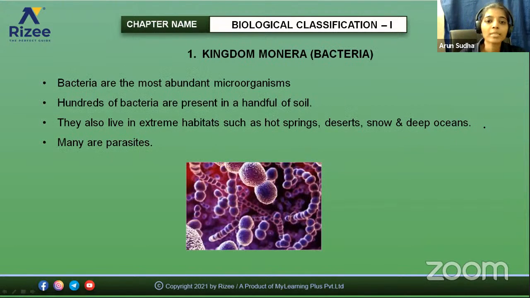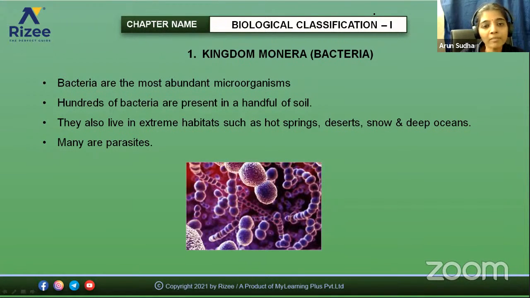So next we'll see, I think you are clear with the classification. The first scientist who started classifying living organisms is Aristotle. Then there comes the two kingdom classification by Carolus Linnaeus, but there are so many drawbacks in the two kingdom classification. So Whittaker classified the organisms into 5 kingdoms, the 5 kingdom concept, and also there comes the domain classification of organisms. Then we'll see in detail about the kingdom Monera.